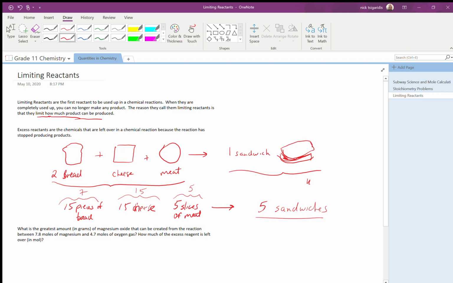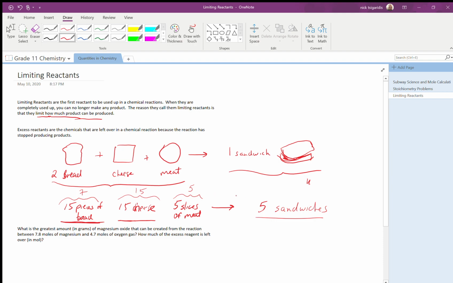So that is the general idea of limiting reactants. They limit the reaction to how much product they can actually produce. As a result of this, we also get these two other reactants here that qualify as excess reactants. Once I determine the number of sandwiches that the slices of meat can produce, I can actually determine how much of the other reactants, my bread and my cheese, I will have left over.